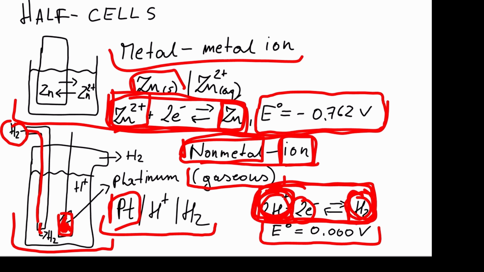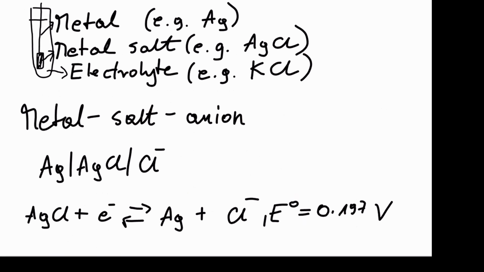As I said to you previously, one single vertical bar shows us the interface between two phases. Here, in this case, between solid metal, which is platinum, between hydrogen ions, which are included in the aqueous electrolyte solution, and between gaseous hydrogen. Next type of the half cell.